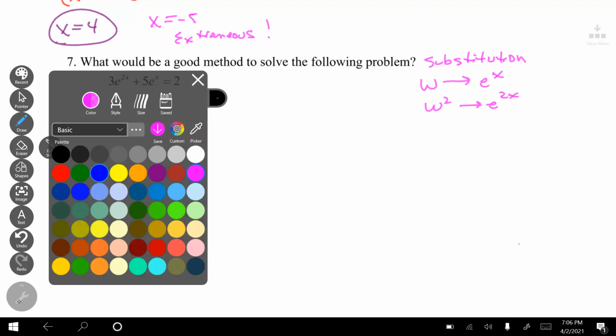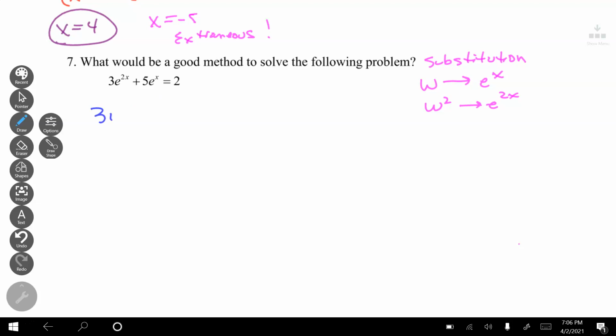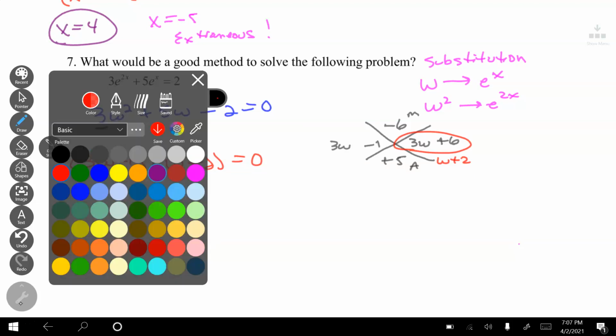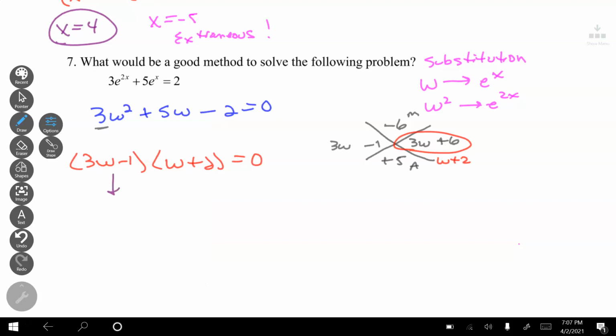So I could rewrite this problem as 3w squared plus 5w. I'm going to subtract the 2 over to make my life easier. Now I can factor this. So you've seen I've made my little substitution, and I factor it, and I reduced it, and now I'm going to be able to solve this. I have w is equal to 1/3. I have this one as w equals negative 2, but I'm not really solving for w.